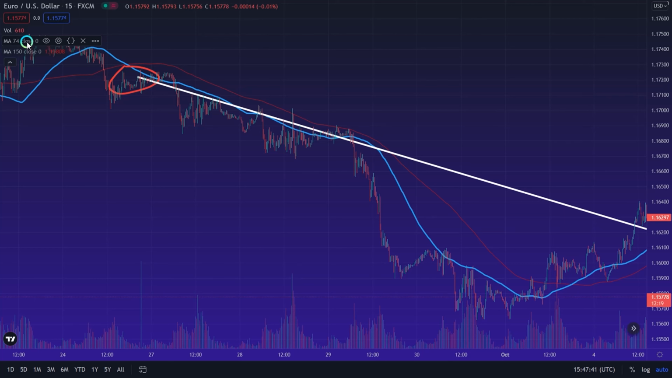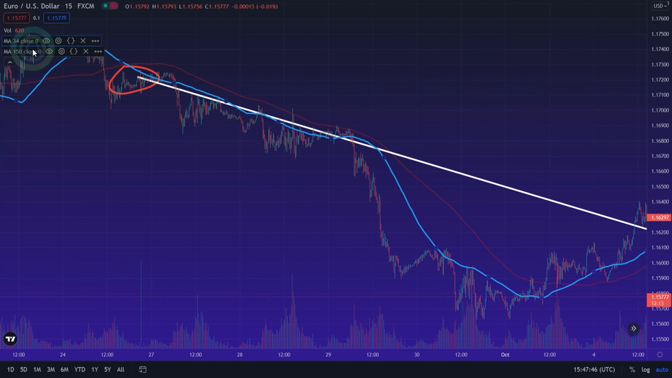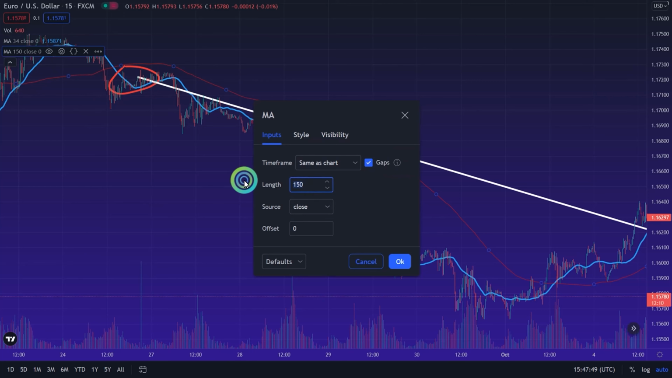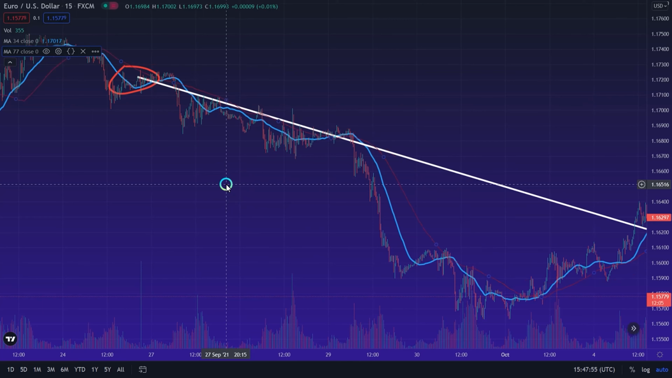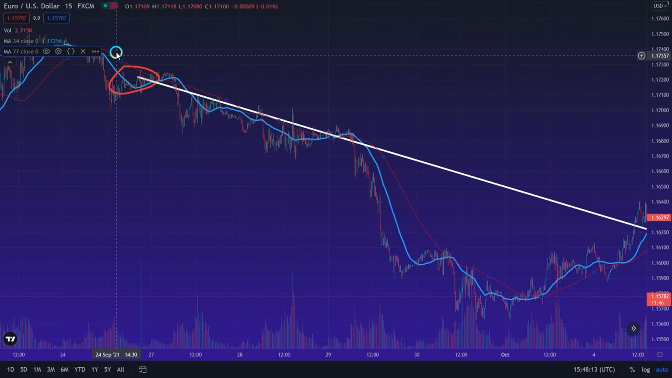So let's see the third rule. The third rule is that we will need a 34 period simple moving average, and we will need another 77 period simple moving average, and the rule is the same. The smaller simple moving average has to be below the bigger simple moving average. So basically the 34 period simple moving average has to be below the 77 one, and it is perfect for us. So now all our 3 conditions are great.